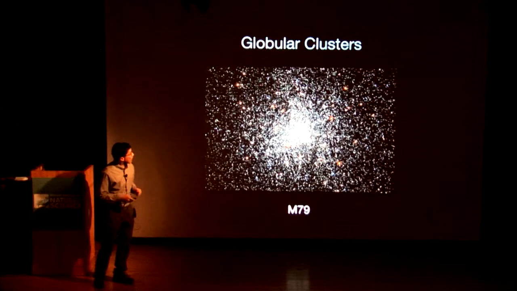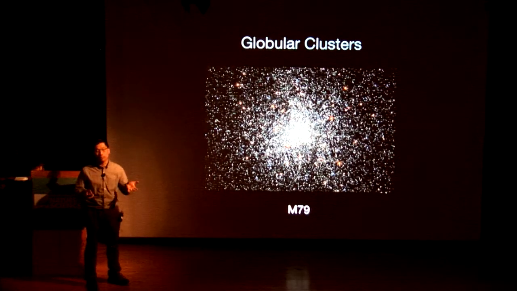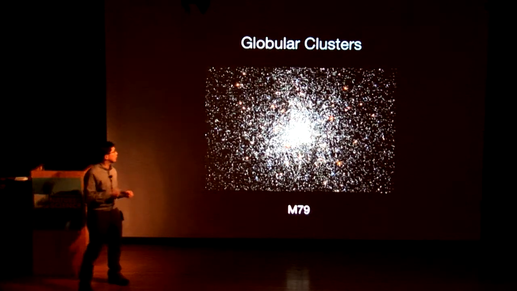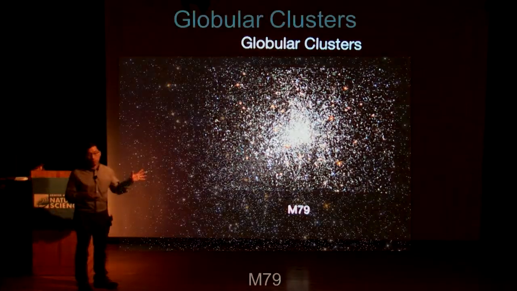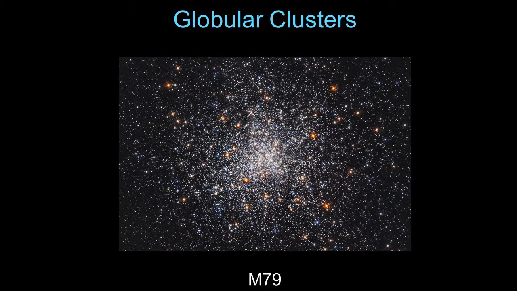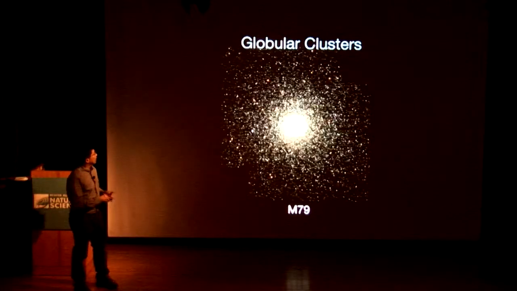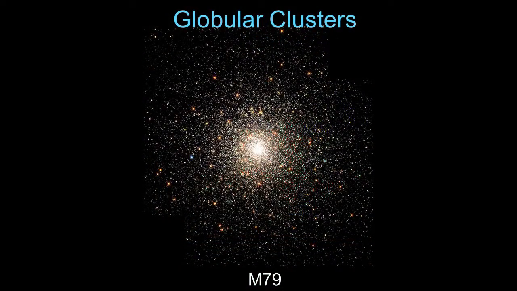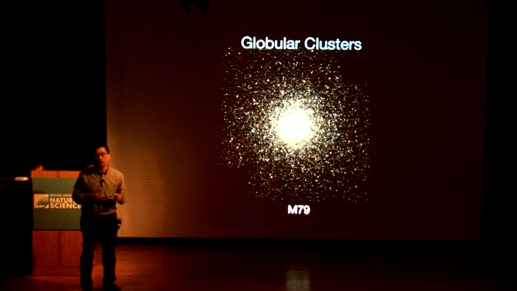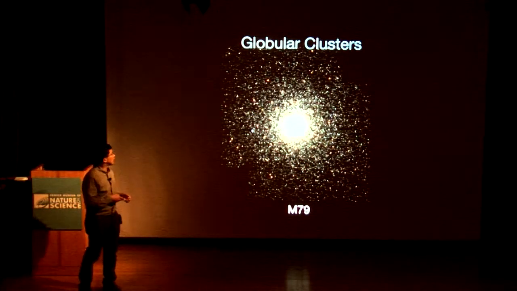Next, I'm going to talk about another aspect of galaxies, which are globular clusters. You might know globular clusters to be relatively compact clusters of stars that are anywhere from tens of thousands to hundreds of thousands to a few million stars. There are lots of examples of beautiful globular clusters that have been observed by Hubble. You can view them in small telescopes.